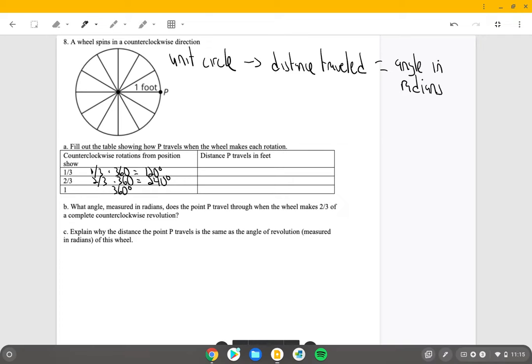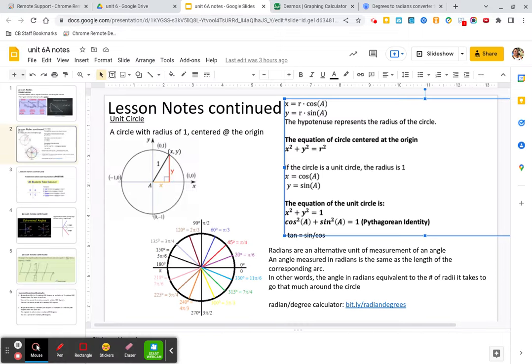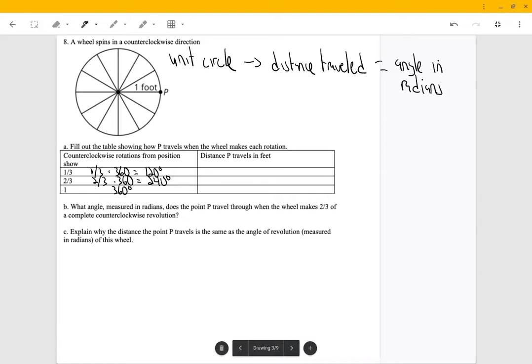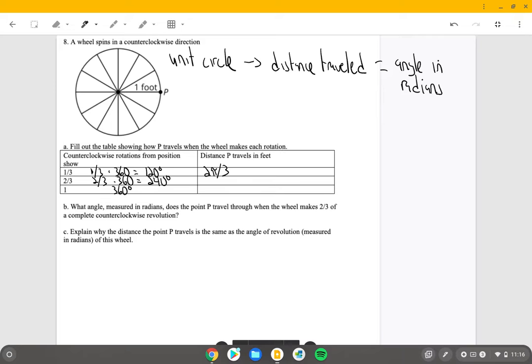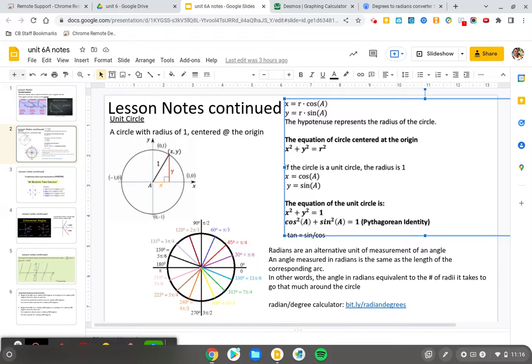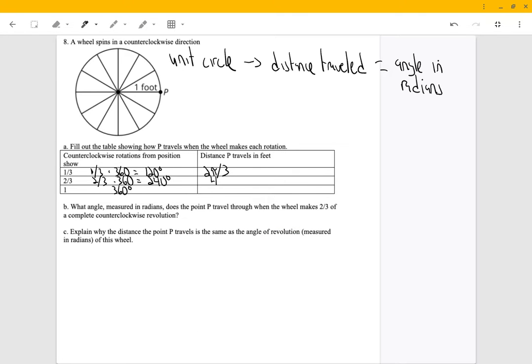So let's start with 120 degrees. If we go back to our notes, I'm going to check this diagram first. If we look at this diagram, we can see that 120 degrees is equivalent to 2 pi over 3 radians. So that's the answer that's going to go here, 2 pi over 3. 240 degrees, let's see if that one's on here. That one is on here. 240 degrees is equivalent to 4 pi over 3 radians. So that's going to go here.